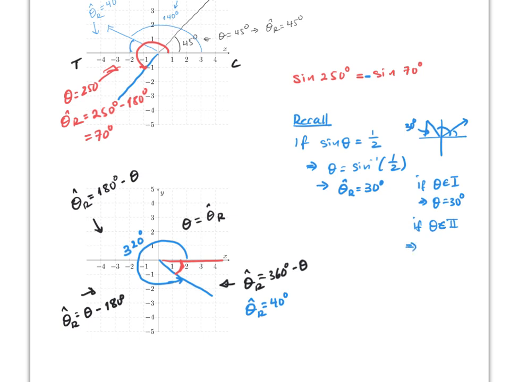So that means that theta will be 180 minus the reference angle, which is 30 degrees. So therefore, theta would actually be 150. And this is essentially what we're trying to figure out.